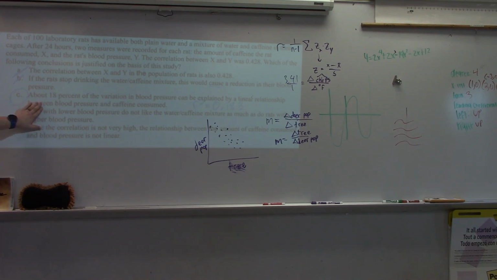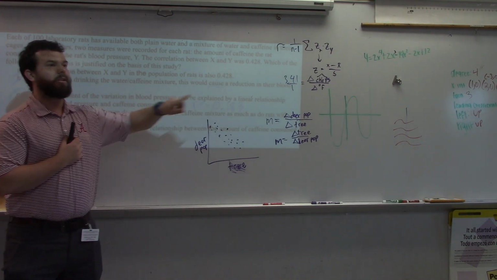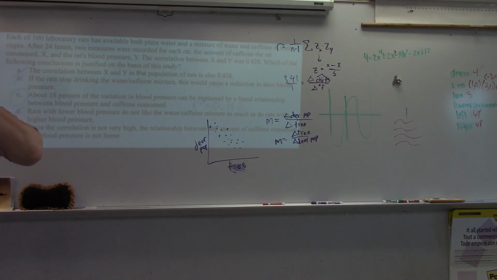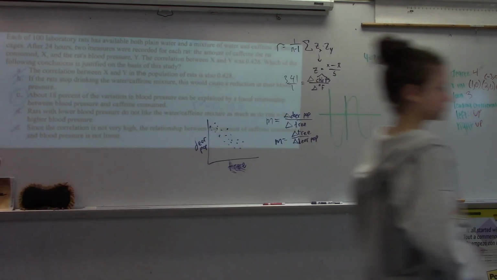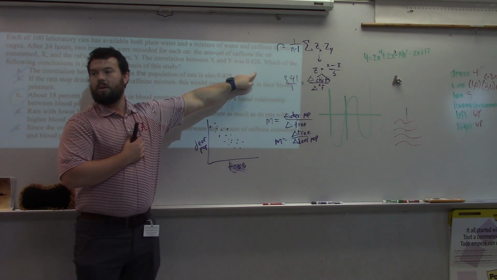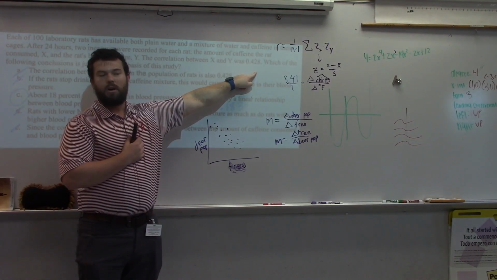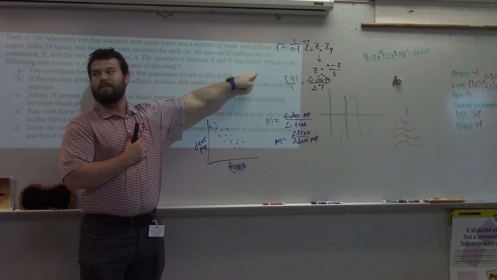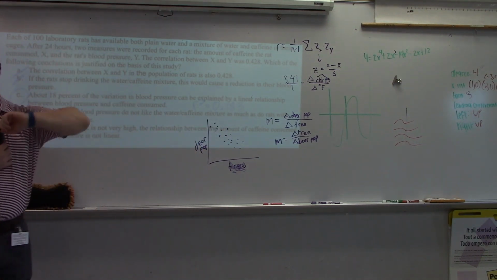But right here, guys, language-wise. Language-wise, what should this language, 18% of the variation in blood pressure can be explained by that linear relationship, make you think of? R squared. That's the language for the coefficient of determination. The correlation was 0.428. That is R, and how do I get R squared? I square it, and you know what you get? 18. Exactly.